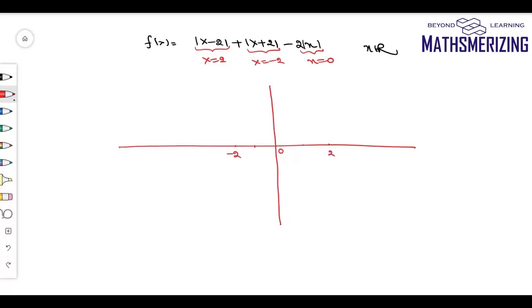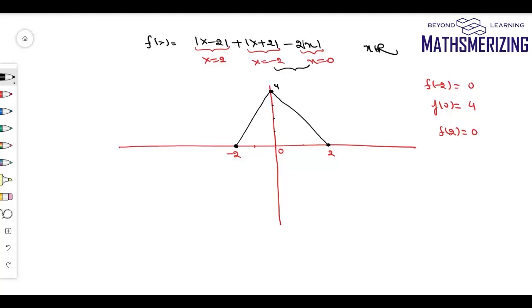and plus 2. Now I'll also find the value at minus 2. So the value at minus 2 will be 0. Value at 0 will be 4. And value at plus 2, again, it'll be 0. So I'll mark all the three points. Now, since there is no definition change between minus 2 and 0, I'll join these two points. For 0 and 2 also, I'll join these two points.